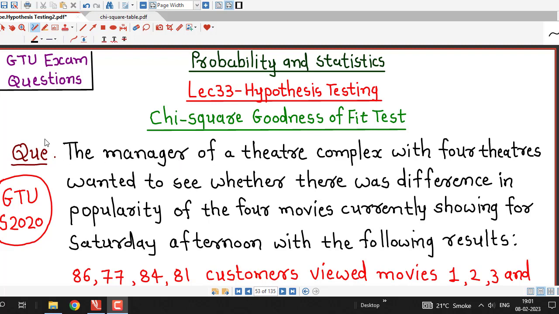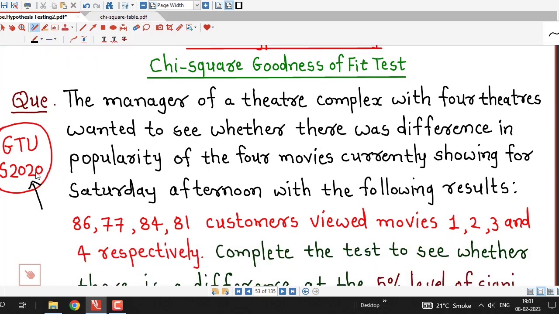From the last few lectures we are discussing questions on chi-square goodness of fit test. In this lecture also we will discuss this question which was asked in the GTU Summer 2020 exam. First we understand what this question is about.